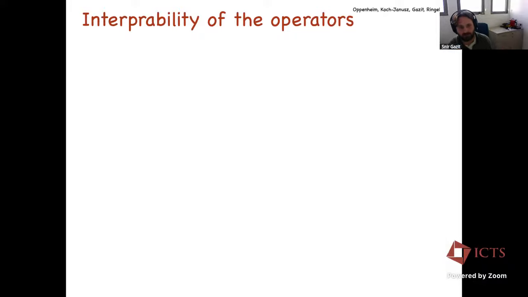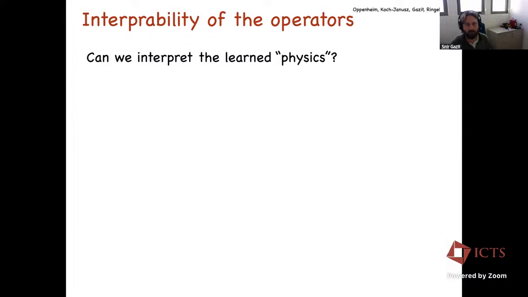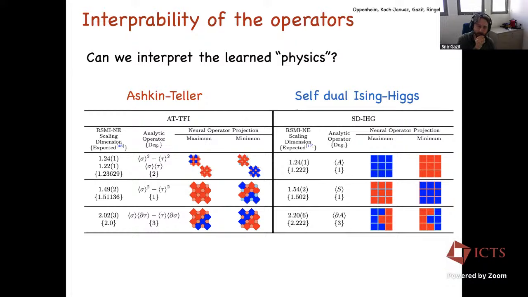Now, much of the criticism of machine learning is that those are black boxes. So let's try to shake the black box a bit and see if we can learn some physics. You can look at this conditional probability distribution and pick out the prominent, highly likely configurations, and they really match our intuition for what the operators should look like.